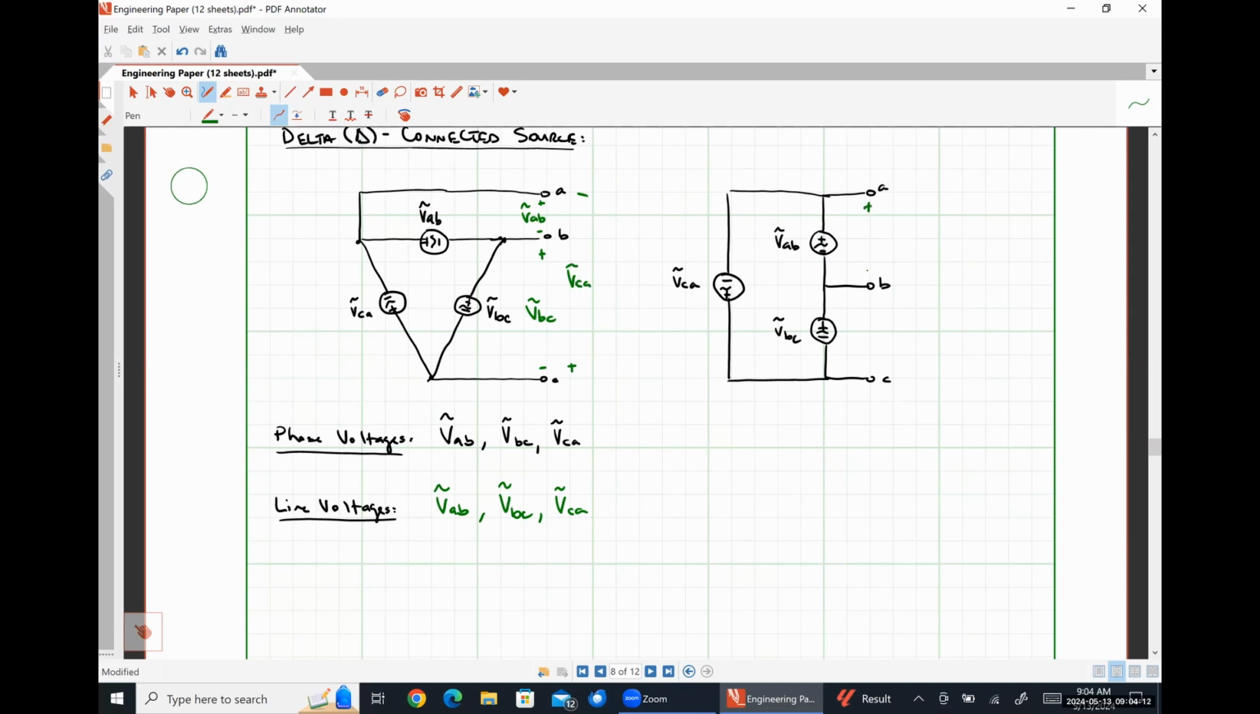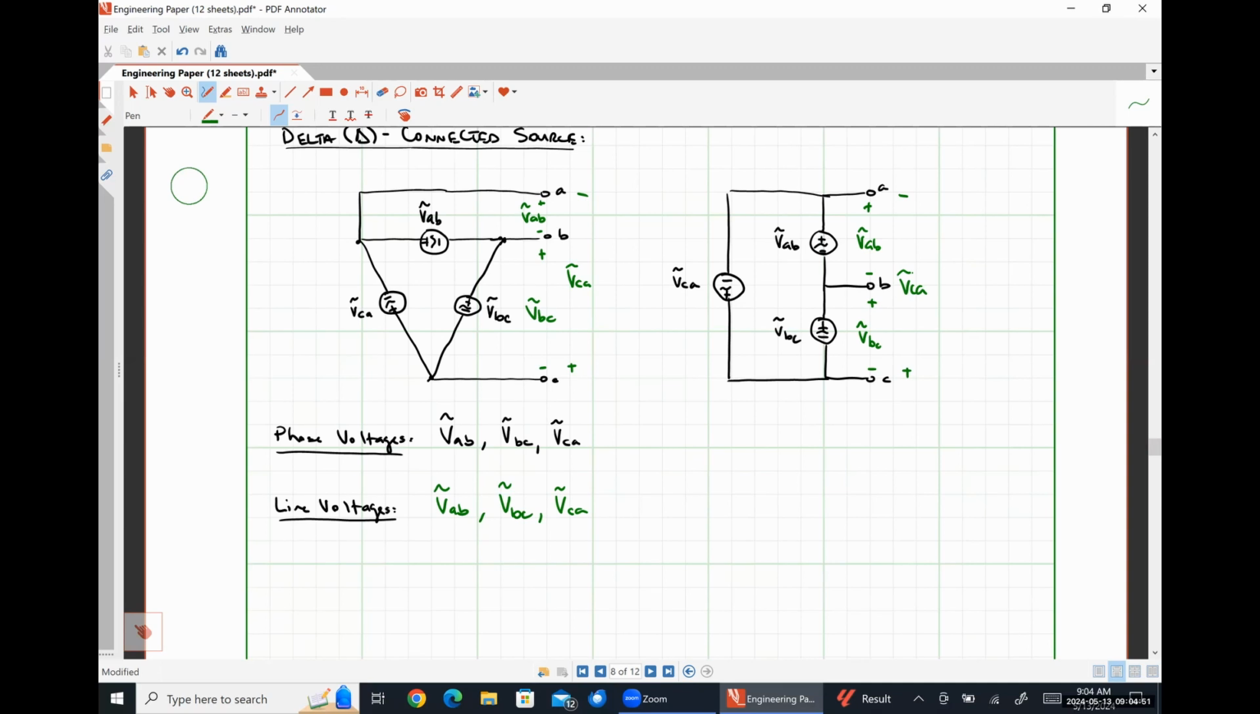And over here, like so. So this is where things can kind of get a little confusing, right? For a Y connected voltage source, our phase voltages and our line voltages represented very different quantities. But here in a delta connected source, our line voltages and our phase voltages are literally the exact same thing.